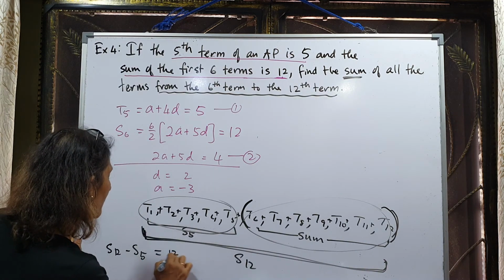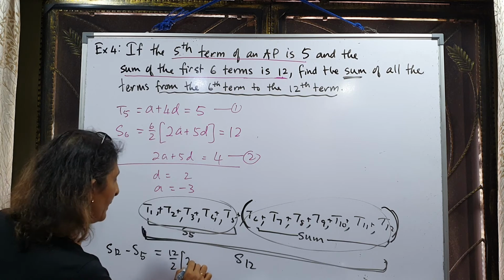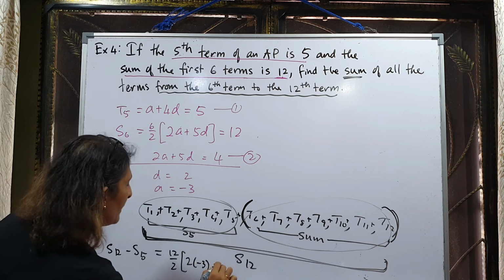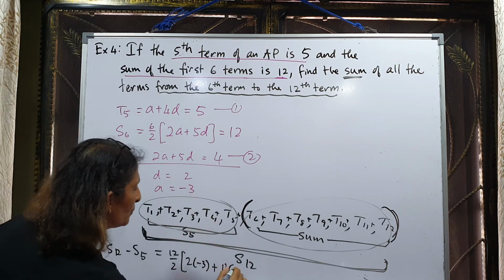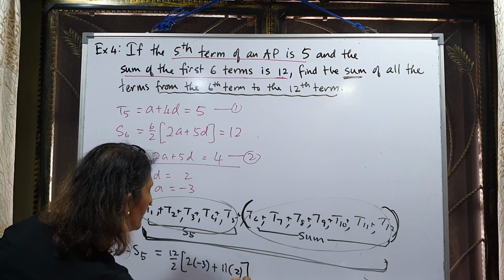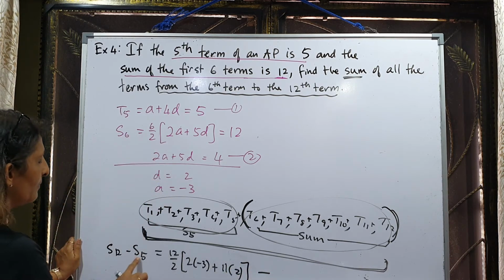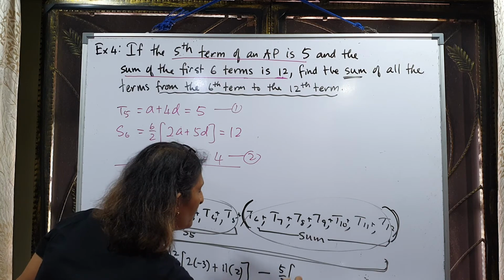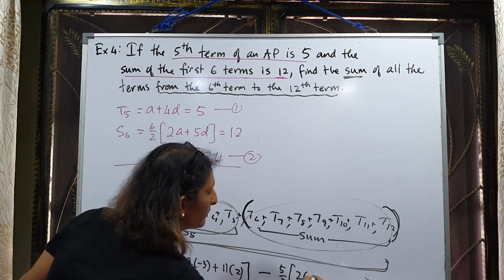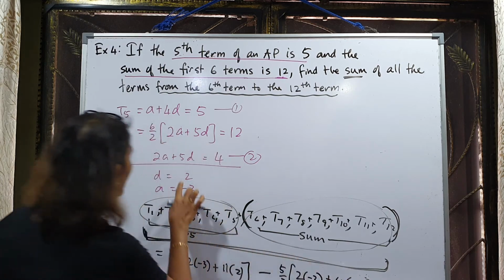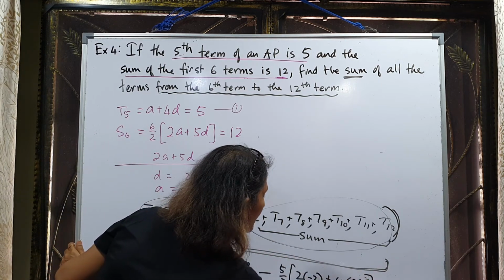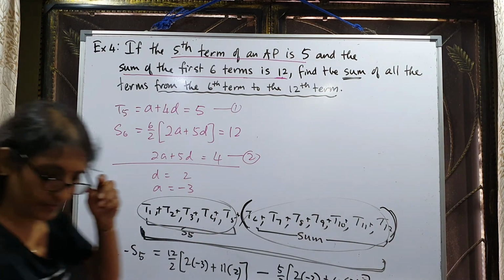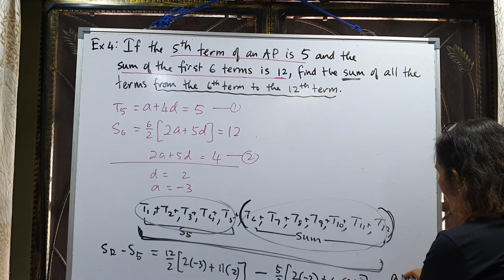S12 will be 12 over 2, 2a, where a is -3, plus 11d, where d is 2. Find this, minus S5. So S5 means 5 over 2, 2a, same a, plus 4d, and d is the same. And you calculate this value to give you the final answer. Okay, you are going to get 91.